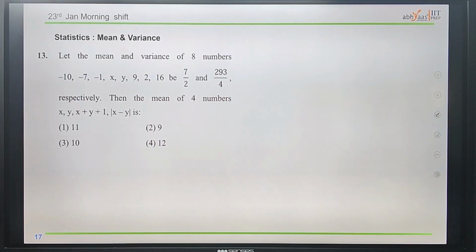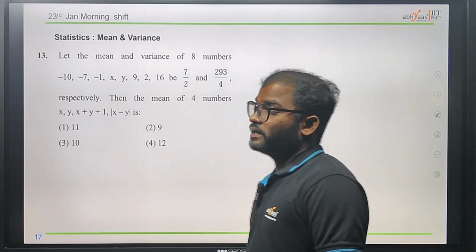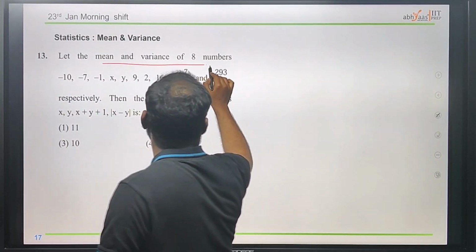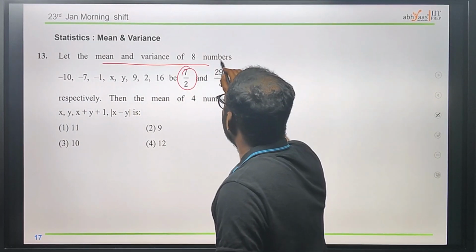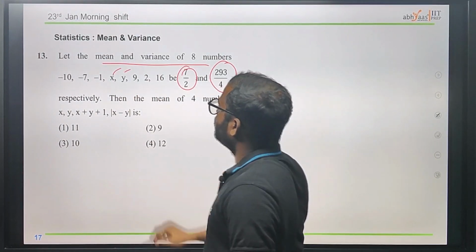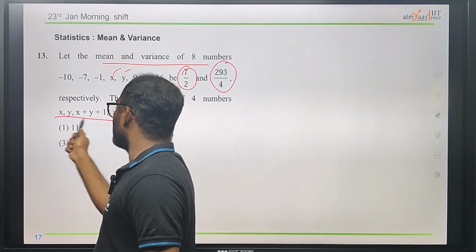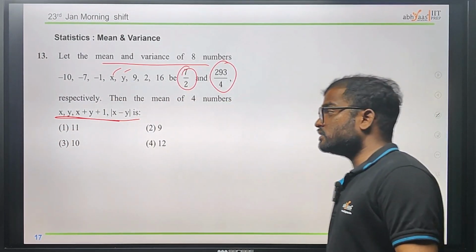Now next thing, by using statistics, which is the mean and variance. They have given that the mean and variance of 8 numbers is 7 by 2 and 293. We need to find this x and y. Then the mean of the value of 4 numbers, if we find the x and y values, it is easy for us to do.